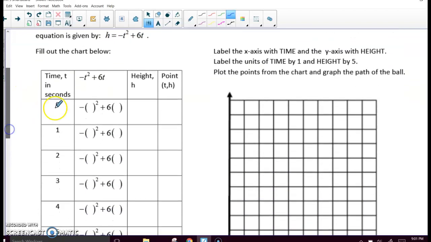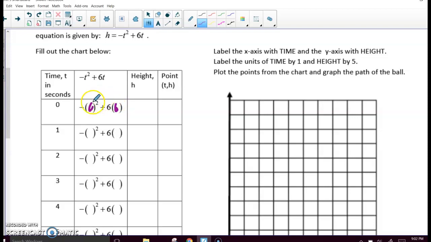The chart has been set up beautifully for us, so we're going to take a look at the time in seconds at 0 second, 1 second, all the way up through 6 seconds actually. We're going to plug that number into our equation. So let's plug 0 in.